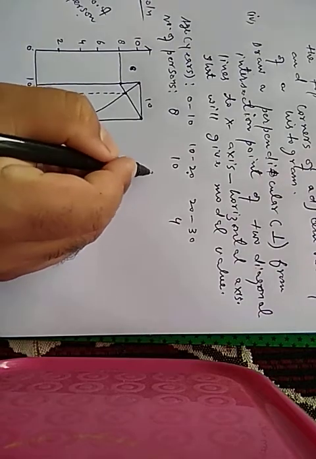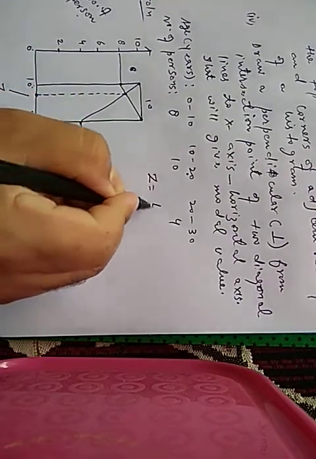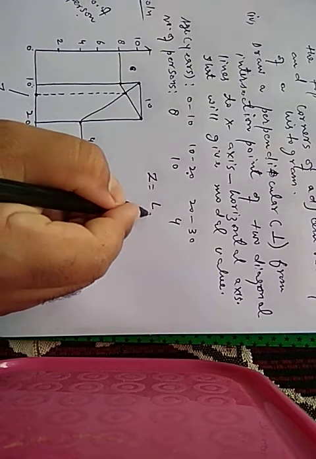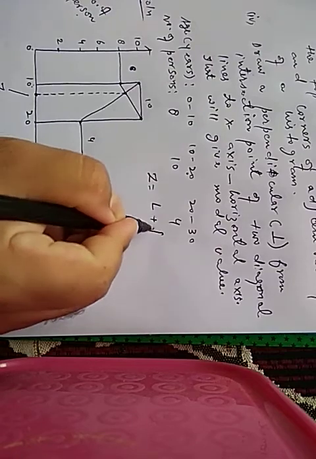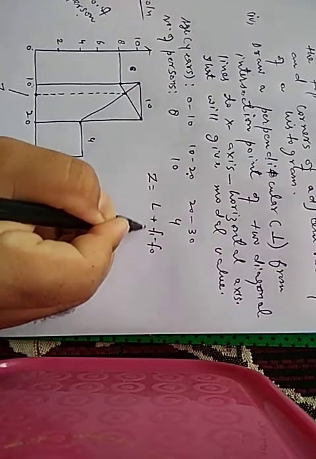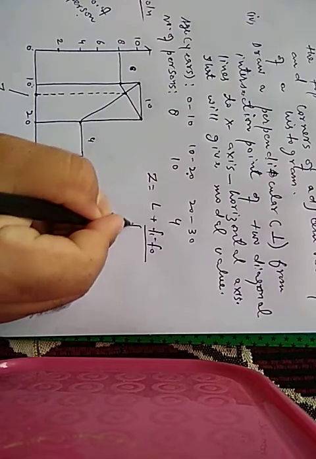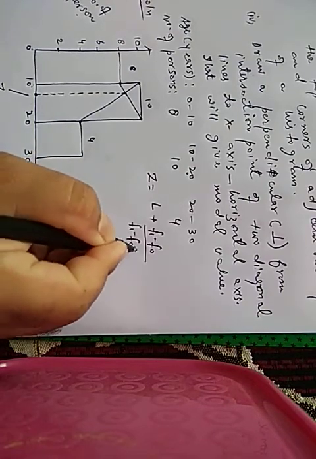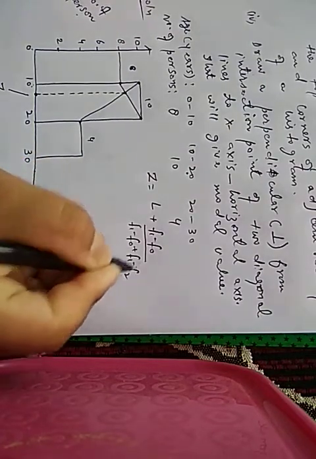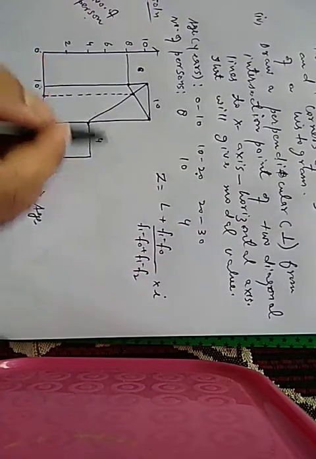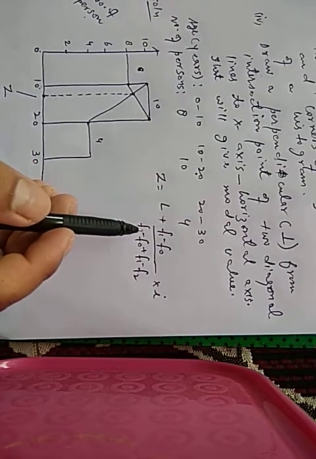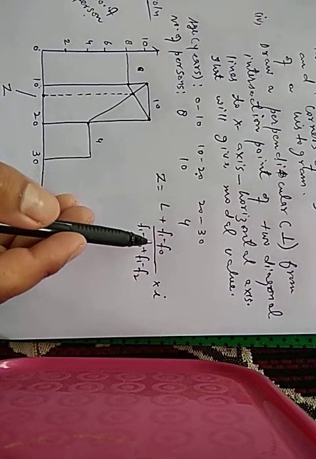Now we will also find out the value of mode with the help of the formula: Z equal to L plus (f1 minus f0) divided by (f1 minus f0 plus f1 minus f2) multiplied by i. You must remember that in case of mode we ignore the plus minus signs.